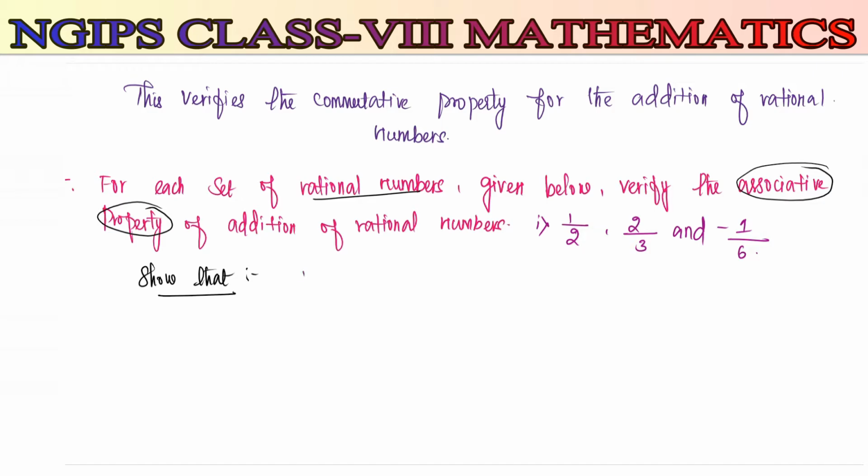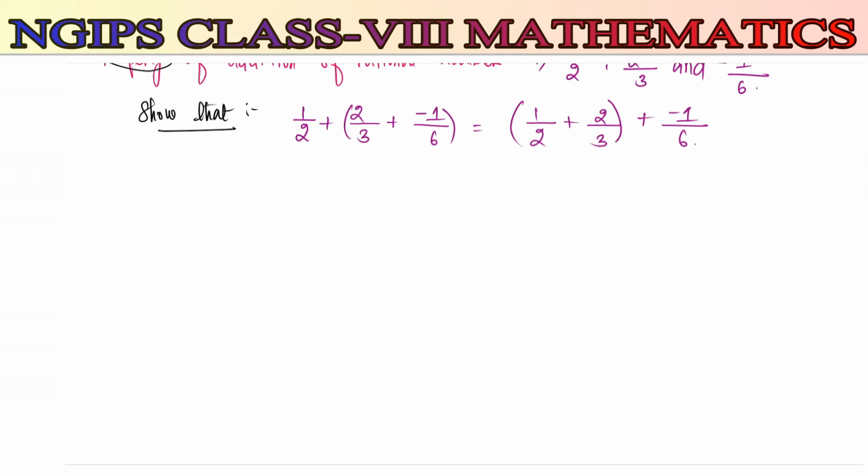So I can write here 1 by 2 plus open bracket 2 by 3 plus minus 1 divided by 6 is equal to 1 by 2 plus 2 by 3 plus minus 1 by 6. So we have to simplify the left hand side and the right hand side. Both answers should be equal to each other. When they are equal, then the associative property is satisfied.